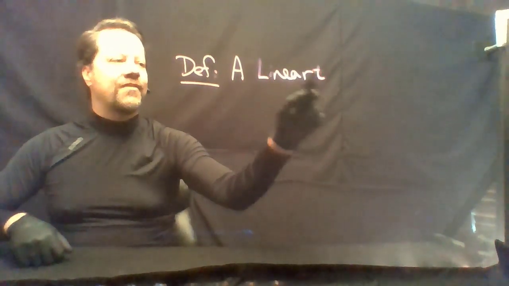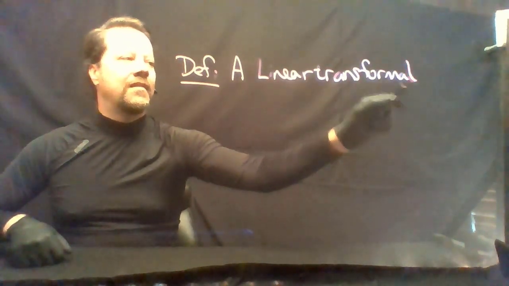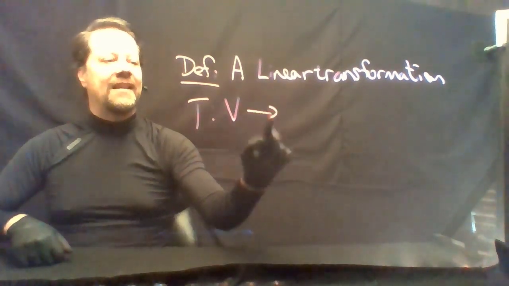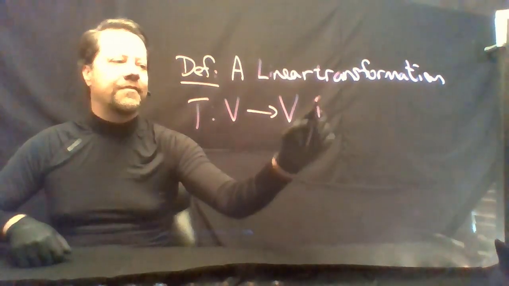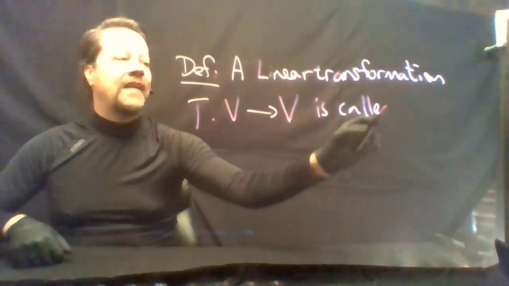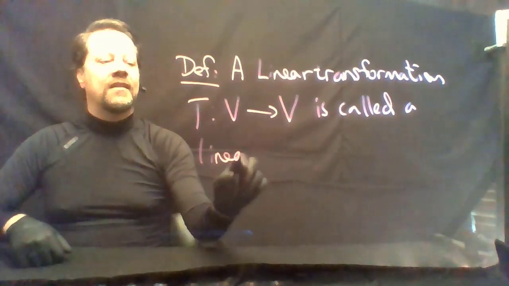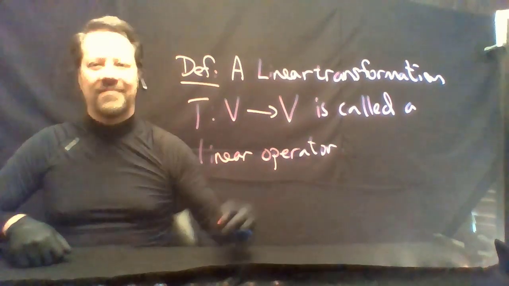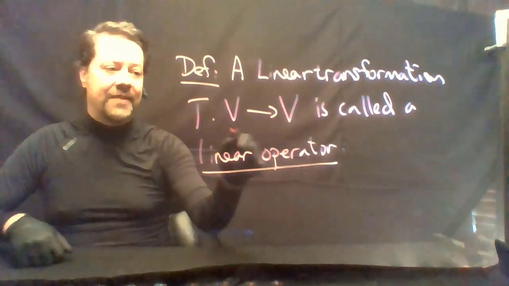A linear transformation T mapping V into V, a vector space into itself, has a special name. This is called a linear operator. So linear operators map a vector space into itself.